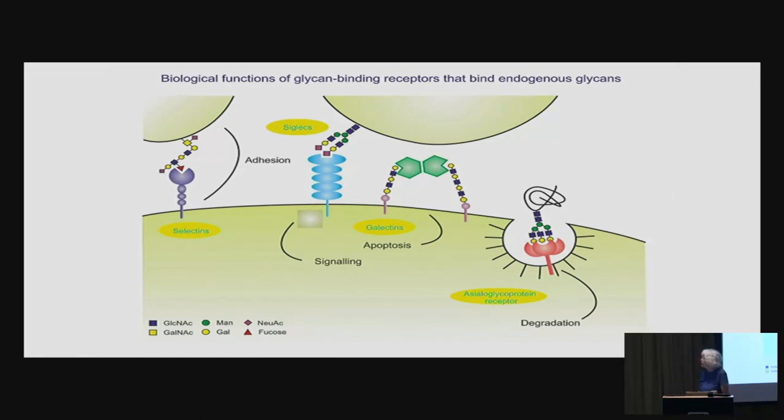Many of you will have heard about the glycans recently. They can also be involved in endocytosis of circulating glycoproteins. So the asialoglycoprotein receptor is a key protein that does this, clearing serum glycoproteins into the cell for degradation in the lysosomes.